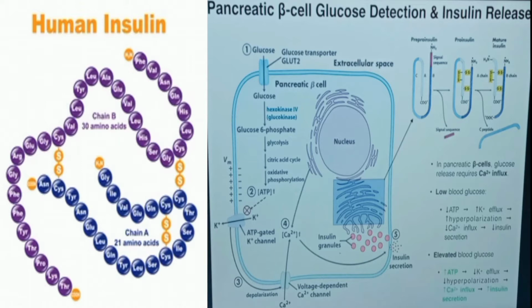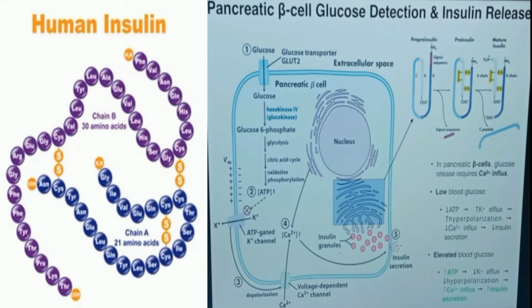Now coming here, this is the human insulin structure, and this is the pancreatic beta cell glucose detection, the insulin secretion mechanism and its release. In human insulin, there are two types of chains: chain A and chain B. In chain A, there are 21 amino acids, and in chain B, there are 30 amino acids. And these S's are the linkages. So this is the human insulin structure.